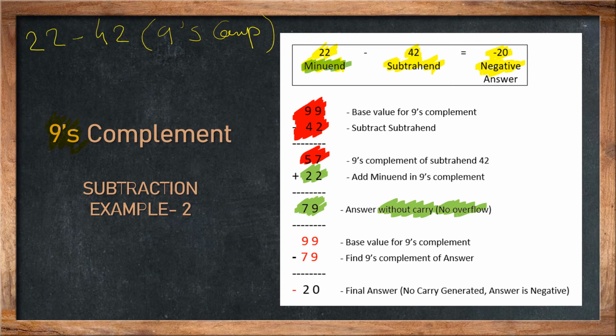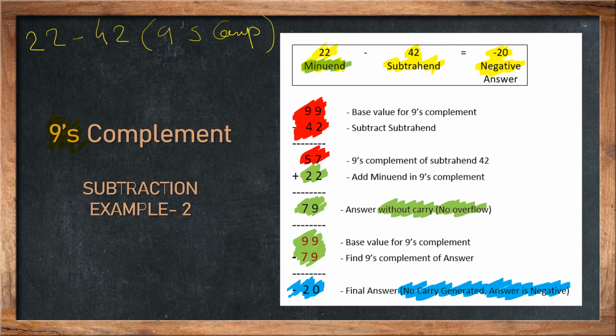So how to find the nines complement? 99 minus 79, and the final answer we got is 20. Perfect. But the rule says if no carry is generated, in that case the answer is negative. So simply put the negative sign over here, and we got the minus 20.